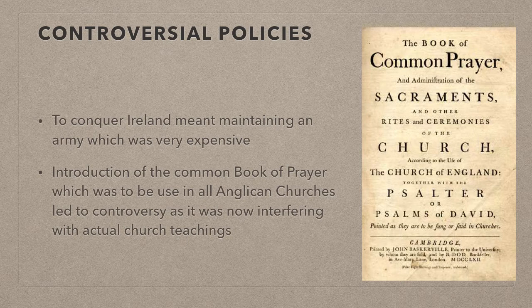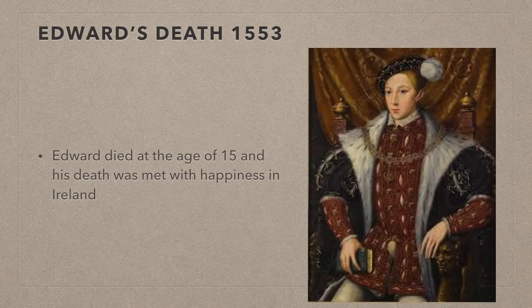Also, the policy to impose the new Anglican religion was controversial, as they tried to change the teachings of the church by introducing a new common book of prayer that should have been used in all Anglican churches. Again, this was a shift from Henry. He was only interested in who governed the church and not in the actual teaching. The premature death of Edward in 1553 at the age of 15 was met with a lot of happiness in Ireland. Even the Old English who lived in the Pale were quite happy, as they had been really not too pleased with his meddling in the church.